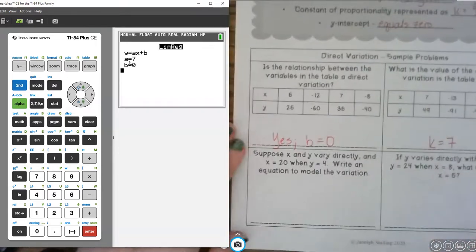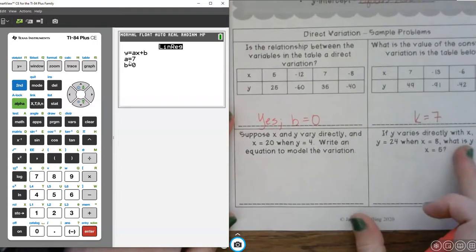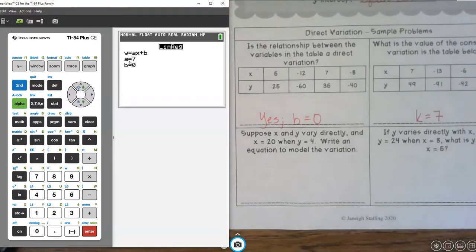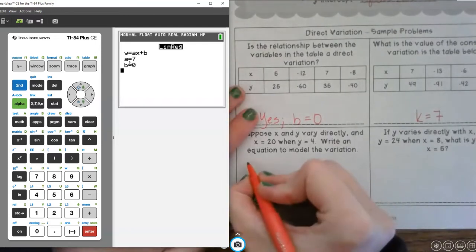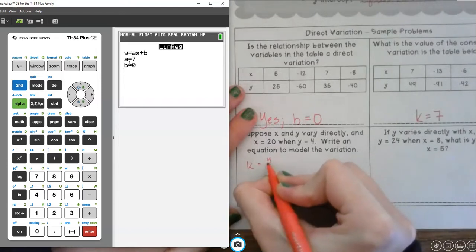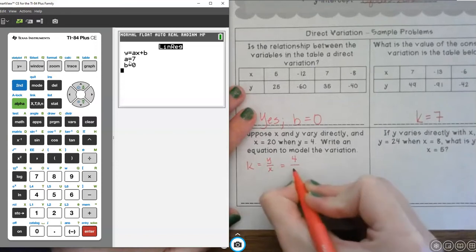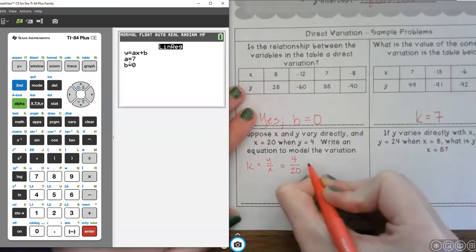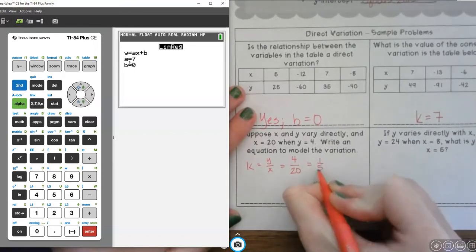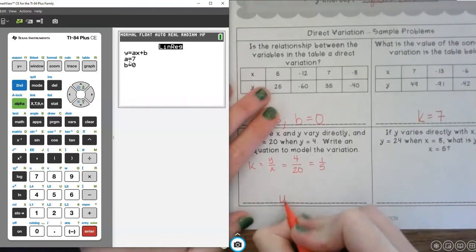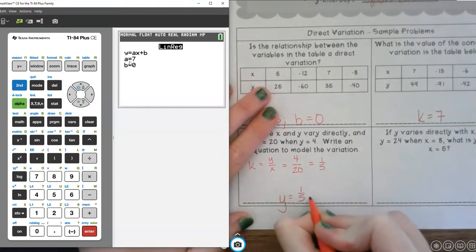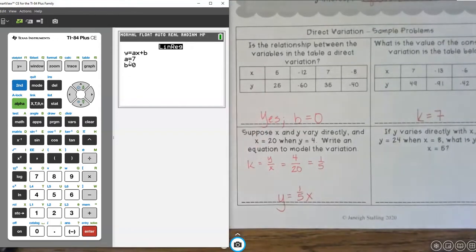The next one says, suppose x and y vary directly, x equals 20 when y equals 4. Write an equation to model the variation. For this one, we need to find k. We know that k equals y divided by x. So y is 4, x is 20. If we simplify this, we get 1/5. Once we have k, to write the equation, we just plug it in. So the equation would be y equals 1/5 x.